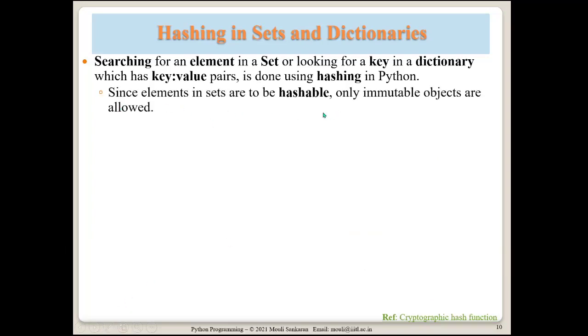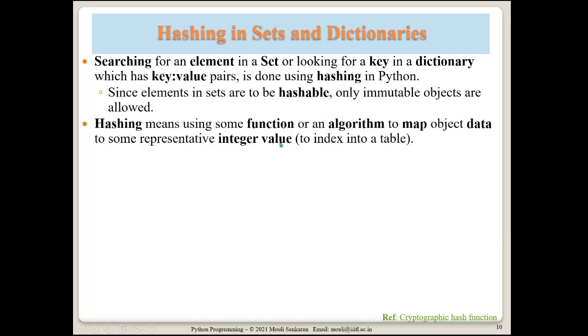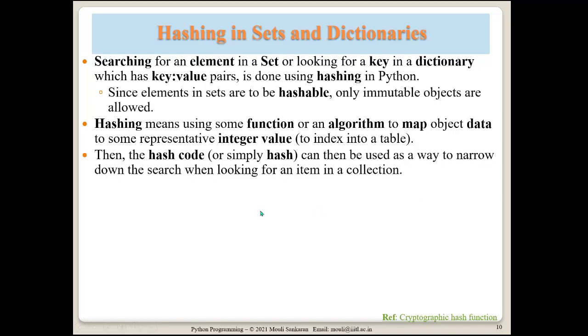Since elements in a set are to be hashable, only immutable objects are allowed, as I mentioned. Hashing means using some function or algorithm to map object data. As I told you, object data is used for computing the index by the hash function, to some representative integer value, which is an index into a table. That is the job of a hash function. The hash code, or simply hash, can then be used as a way to narrow down the search when looking for an item in a collection.